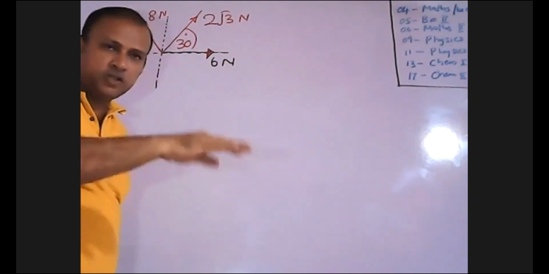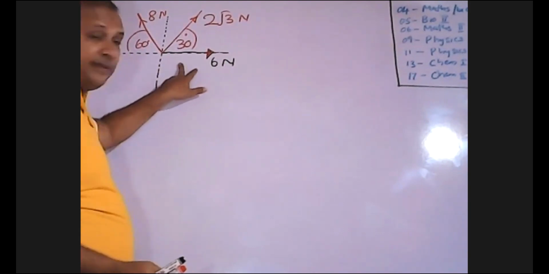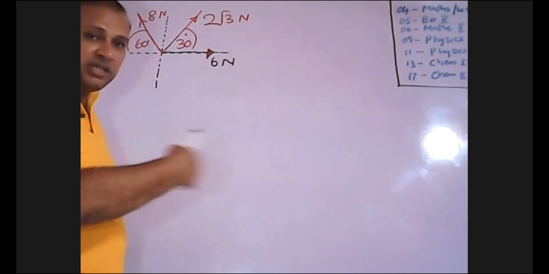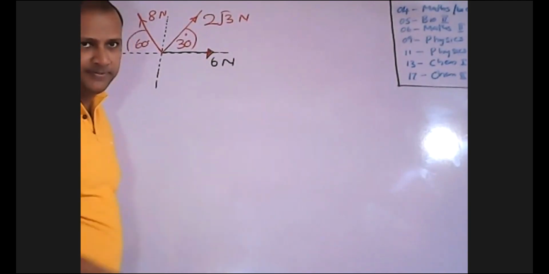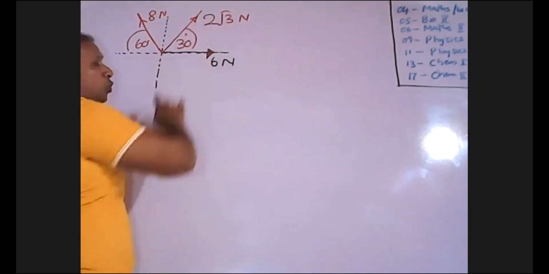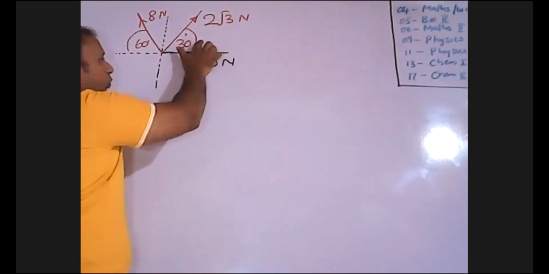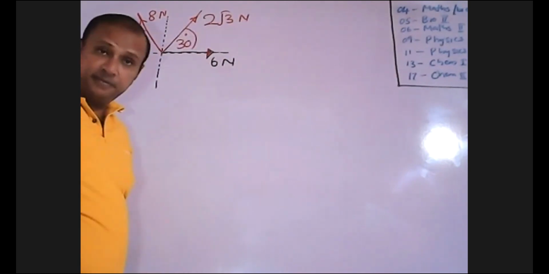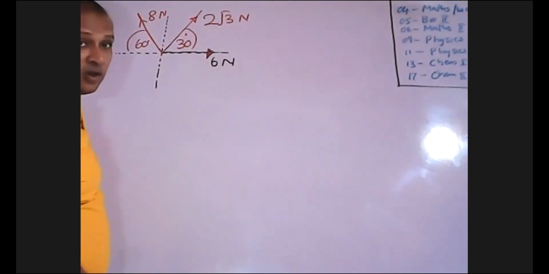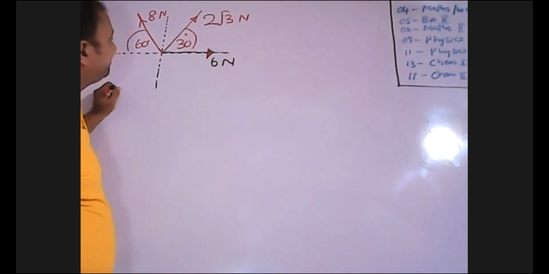The first force is horizontal. Therefore, I can draw this 6 Newton force in the x direction because it is a horizontal force. With respect to that force, the 2√3 Newton force creates 60 degrees with this force. That means you have to measure it in the anti-clockwise direction. Then this angle is equal to 30.